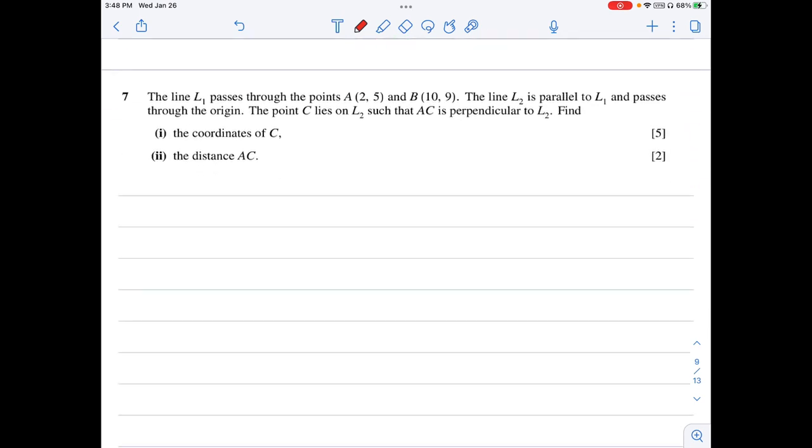Question number 7. The line L1 passes through the points 2, 5 and 10, 9. L2 is parallel to L1 and passes through the origin. The point C lies on L2 such that AC is perpendicular to L2. Find the coordinates of C. So L1 passes through A and B. A is how much? 2, 5. B is how much? 10, 9.